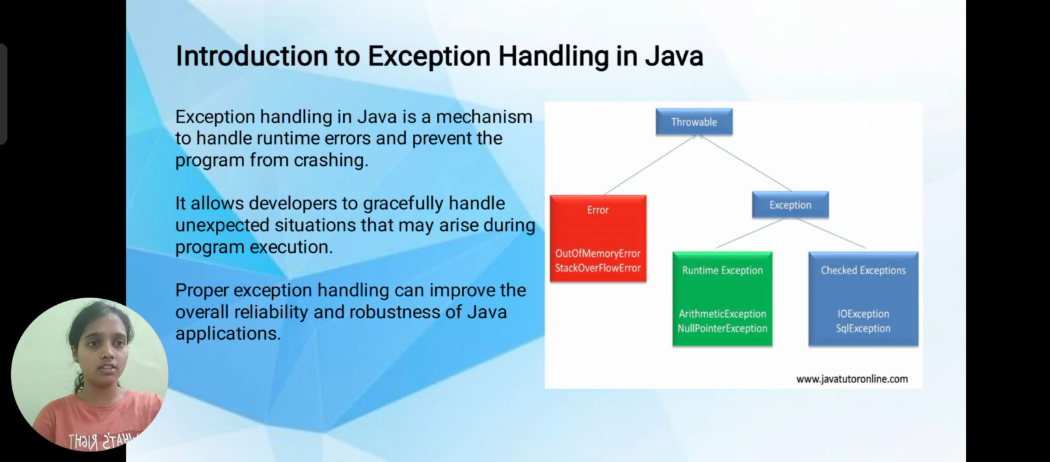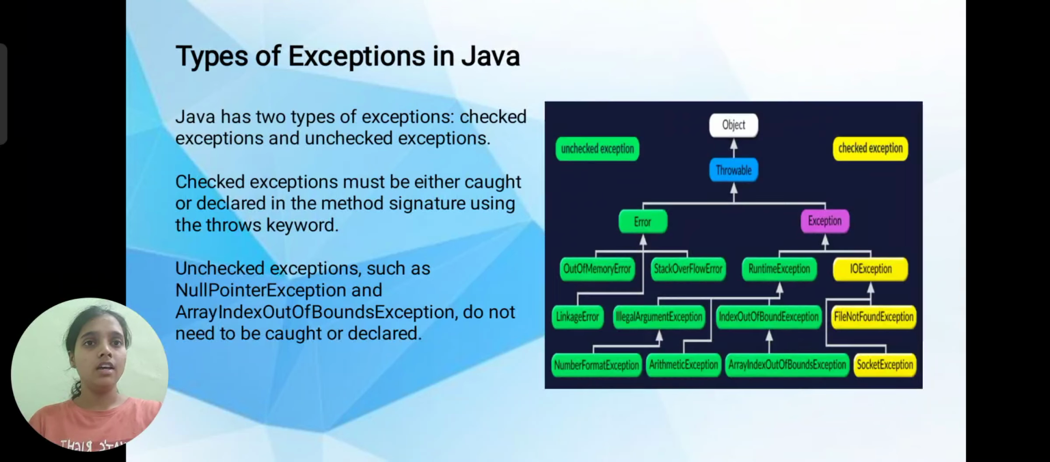Now first we have to know what is the meaning of exception handling. Exception handling in Java is a mechanism that is used to handle the runtime errors. First we have to know what is the meaning of error. Error is anything that causes or prevents the program from execution. To handle these errors we use the concept known as exception handling. By using this exception handling, we can handle those errors and we can improve the overall reliability and robustness of Java applications.